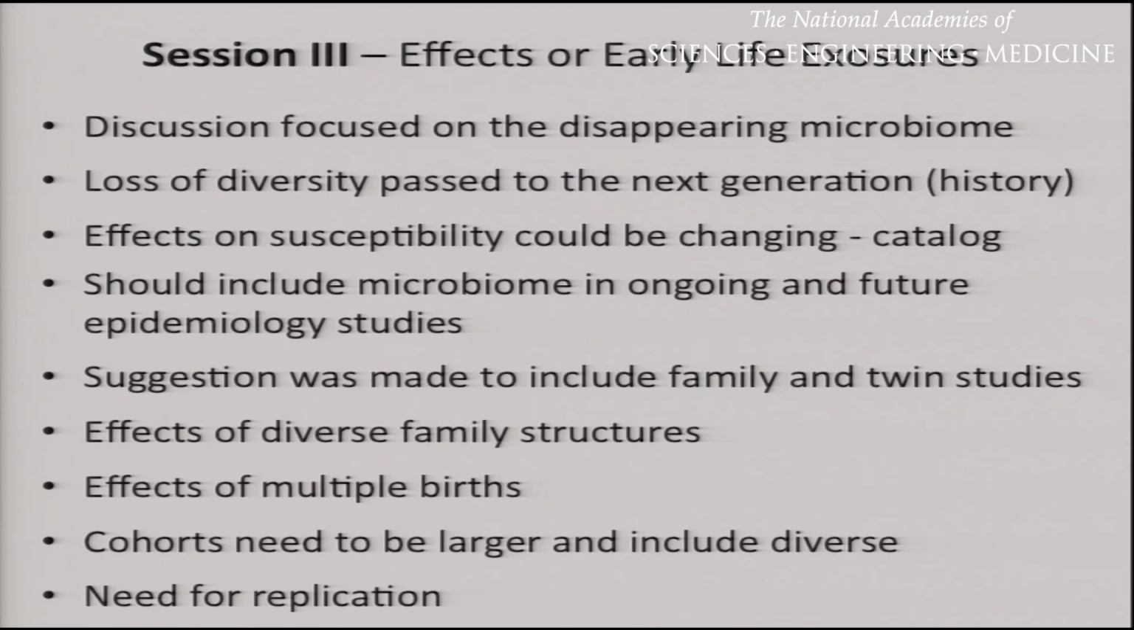And the discussion after that session focused on the fact that the microbiome is disappearing, that as it becomes depleted, the next generation receives even a lower amount. And if we keep doing C-sections or exposures and excessive hygiene, that will continue to deplete and further increase our risk of disease that's related to the microbiome. And so there was a lot of discussion that we should start now and collect samples in ongoing epidemiological studies, and certainly include the microbiome in any studies going forward. There were suggestions made to look at family studies and twins or families with diverse structures, multiple births as compared to single births, and as always, we need larger cohorts and we need more sample collection. But that can become daunting in itself, and there's always a great need for replication in independent studies.